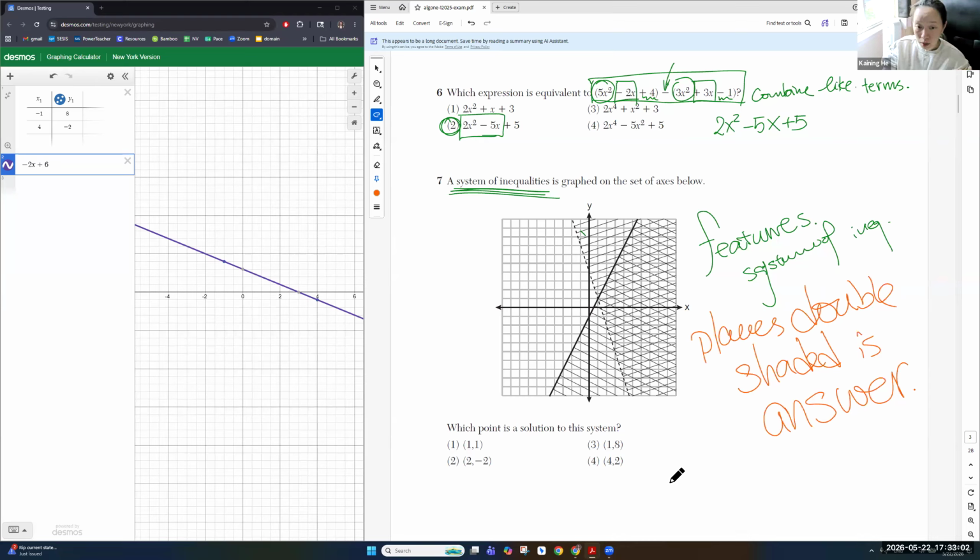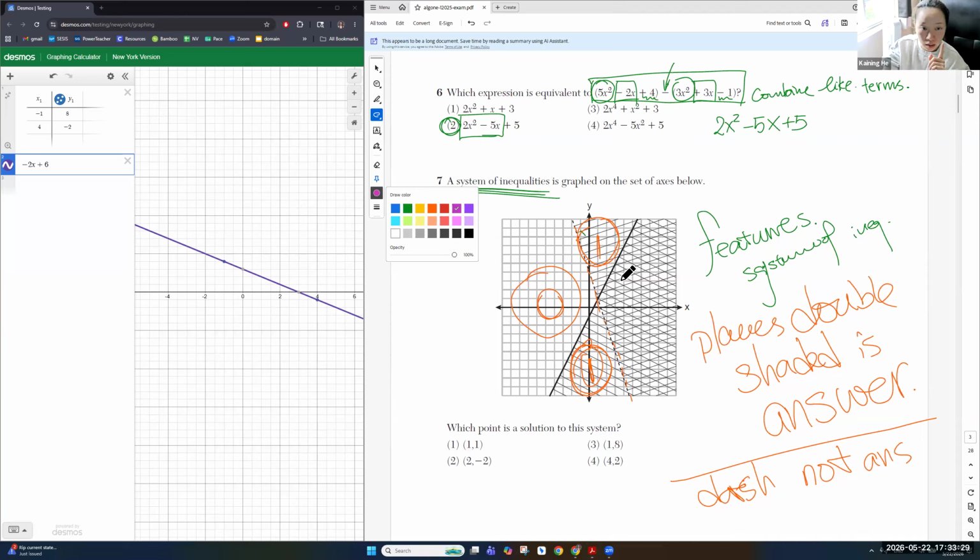Now, there's another key point to think about: any dashed line is not an answer. Dashed lines do not count as an answer. So that means anything that happens on this dashed line will not count as an answer. Anything that's shaded once will not be an answer. Shaded 0 times will also not be an answer. The only place that is double shaded is right here. So this is called a solution area.